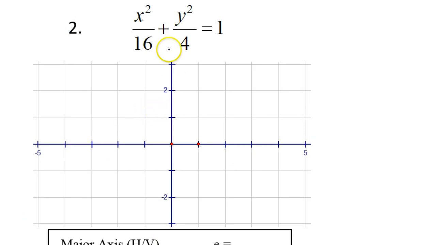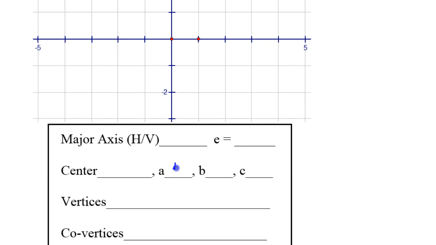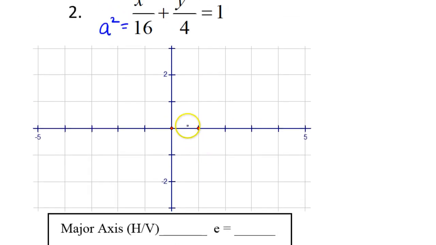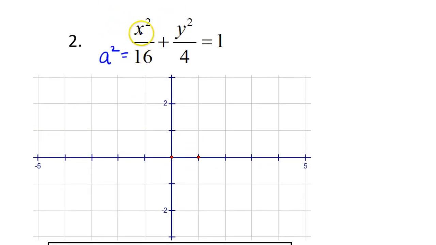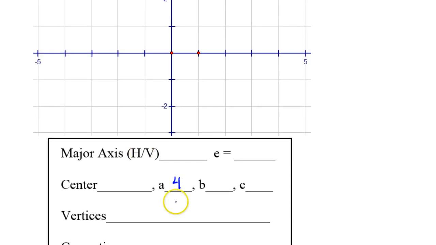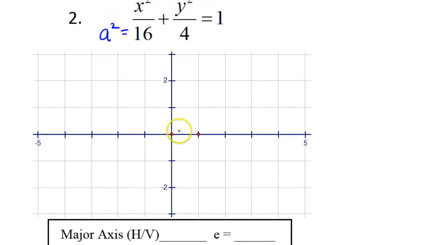Let's do another one. The bigger denominator is going to be a squared. So that means a squared is 16. That means a is 4. Now notice that a squared is in the x term. That means I will do plus or minus 4 in the x direction. So I'm going to go left 4 and right 4. And these will be my vertices.